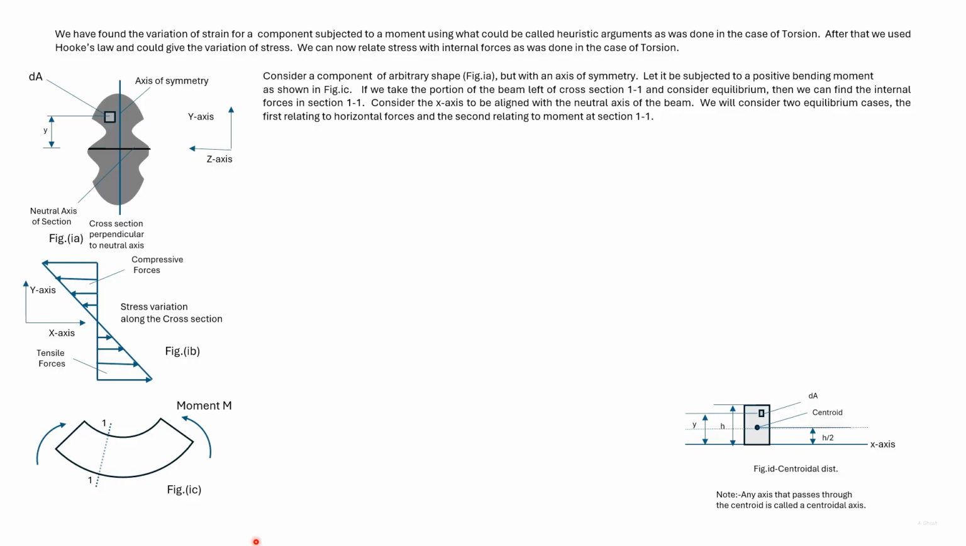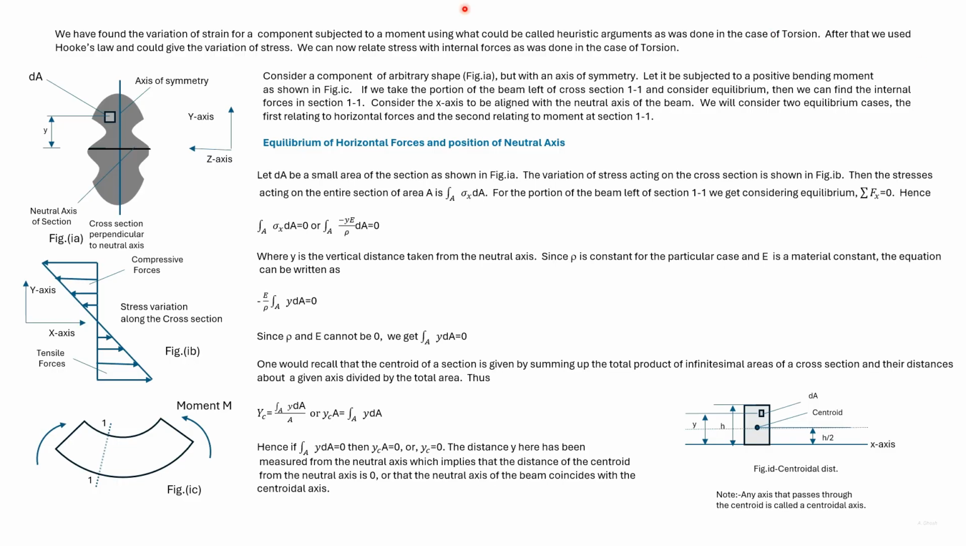Now let us consider the beam which has been subjected to a positive moment as shown here, and let us take a section 1, 1. The cross section of the beam is shown here. It is arbitrary except that there is an axis of symmetry. The stress variation in section 1, 1 is as shown here. Now equating horizontal forces, we'll find the position of the neutral axis.